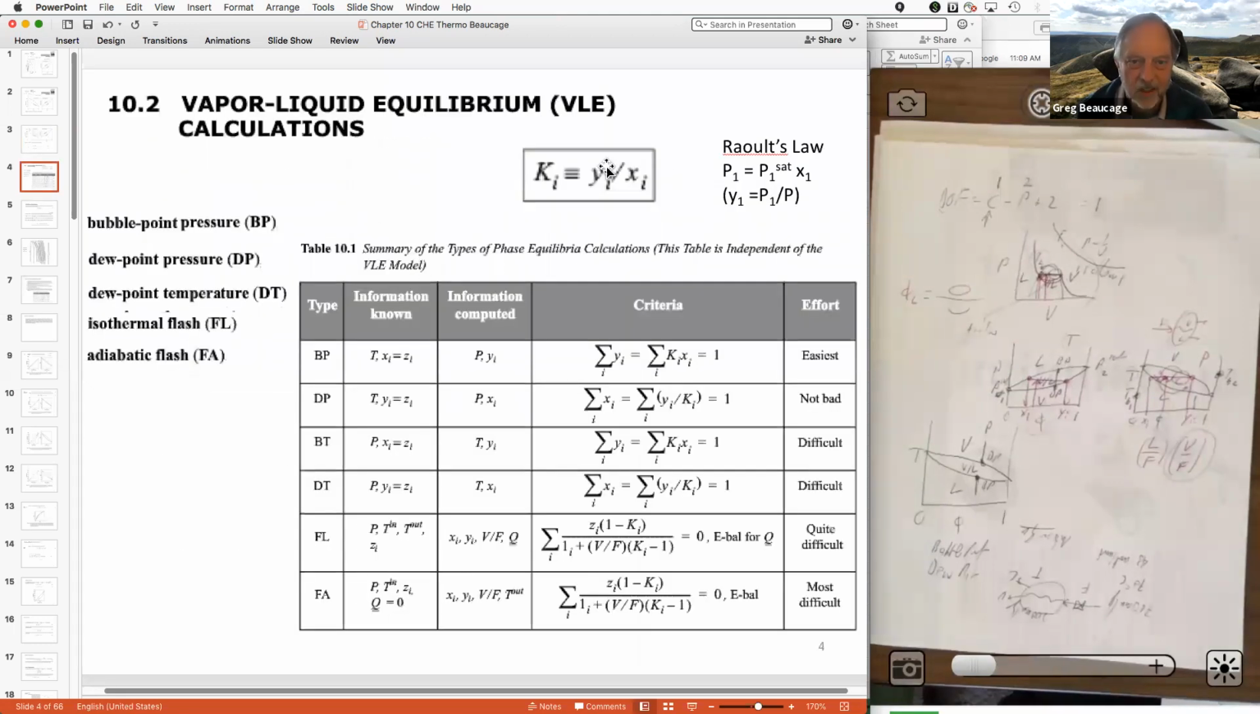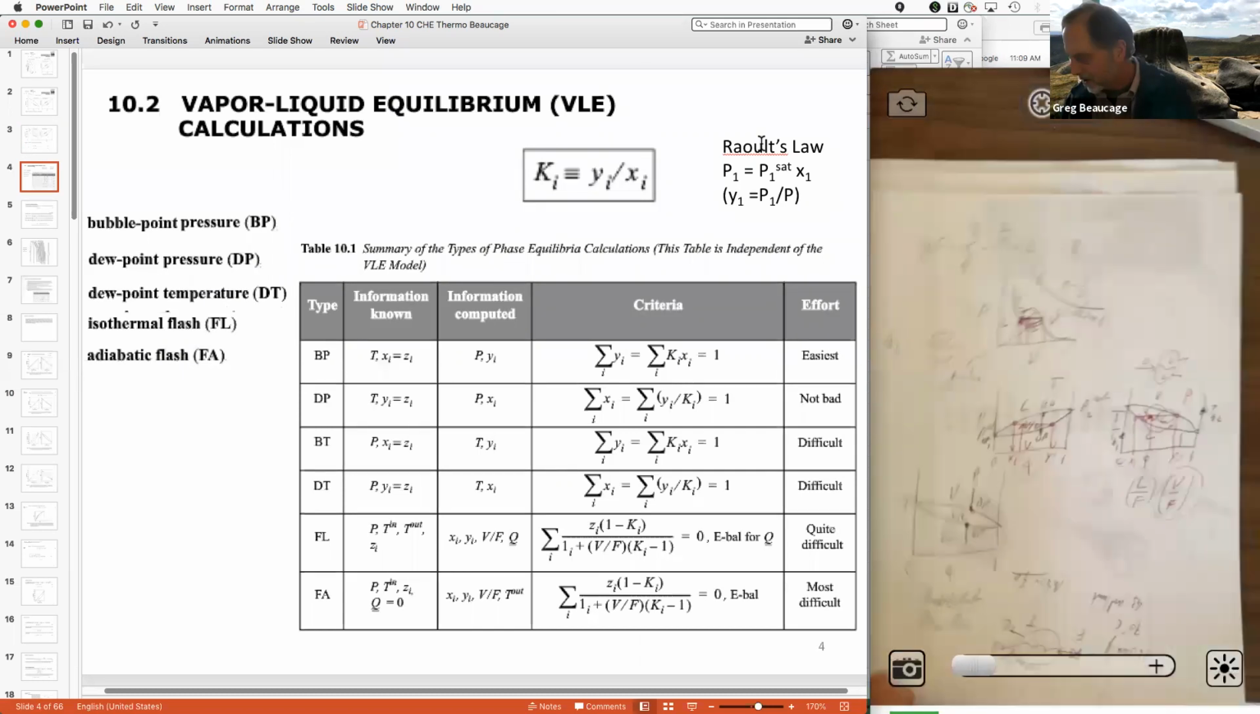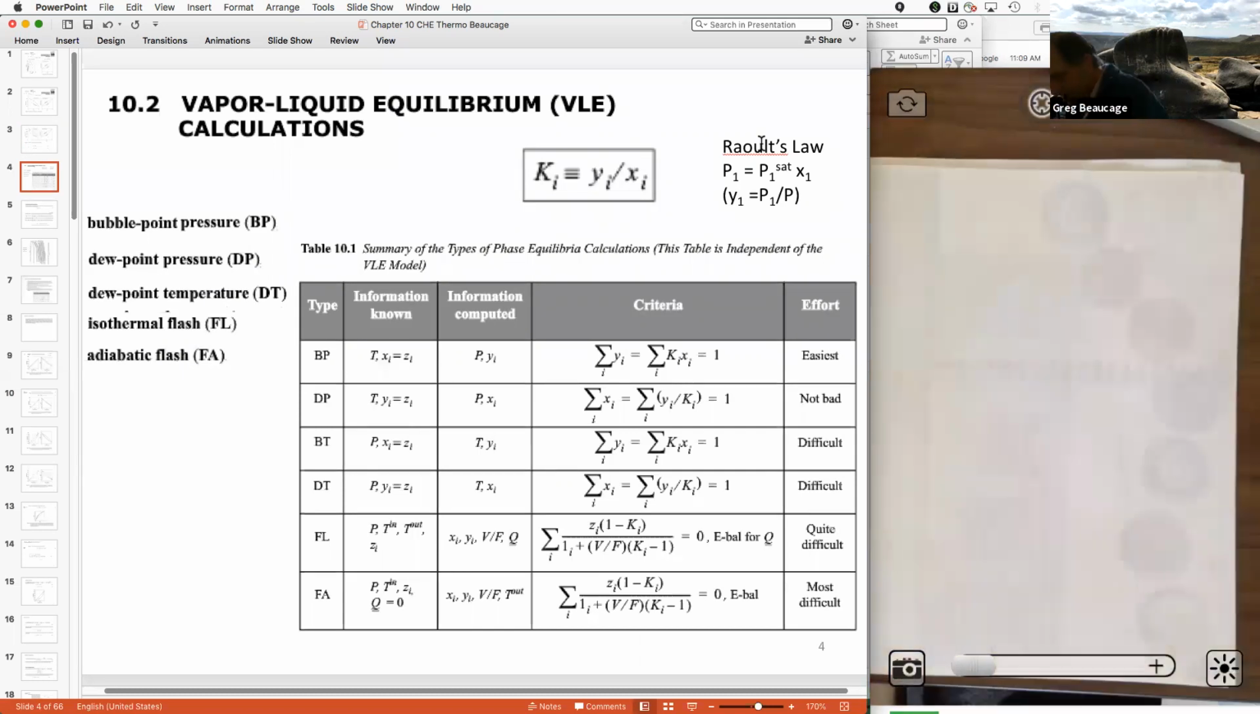Okay, so K is going to be the Y composition over the X composition. Right, it's called the K ratio. So Raoult's law, it's kind of an ideal law, says that you can just take the saturation pressure. So the Y composition is going to be the saturation pressure divided by the total pressure. Right, so you can calculate the saturation pressure with the temperature. The saturation pressure only depends on temperature.